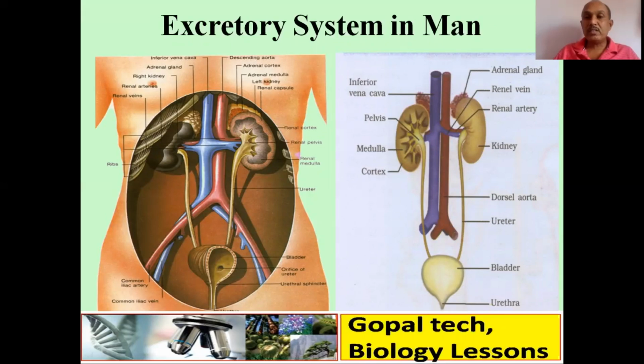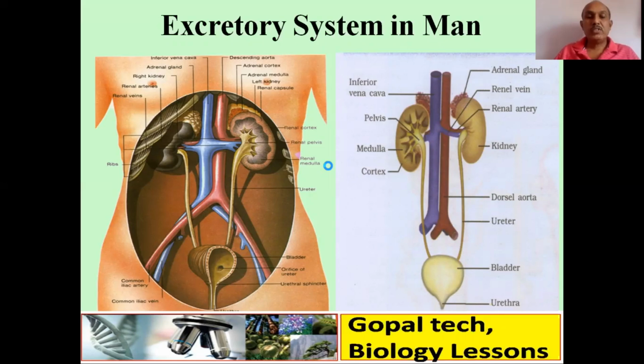So the artery brings the nitrogenous waste material, and the vein carries the blood which is free from nitrogenous waste material. So here you can see the renal artery and renal vein in each kidney. Inside the kidney, there are so many nephrons. So this is the position of our kidneys.